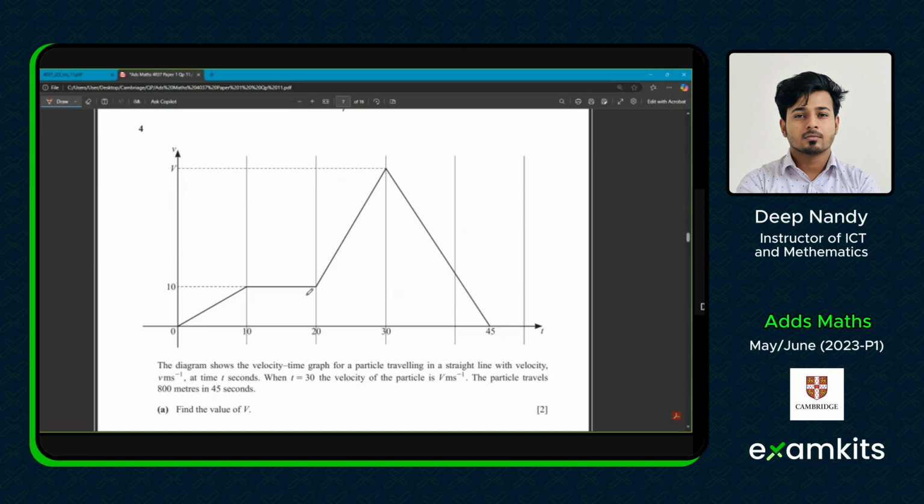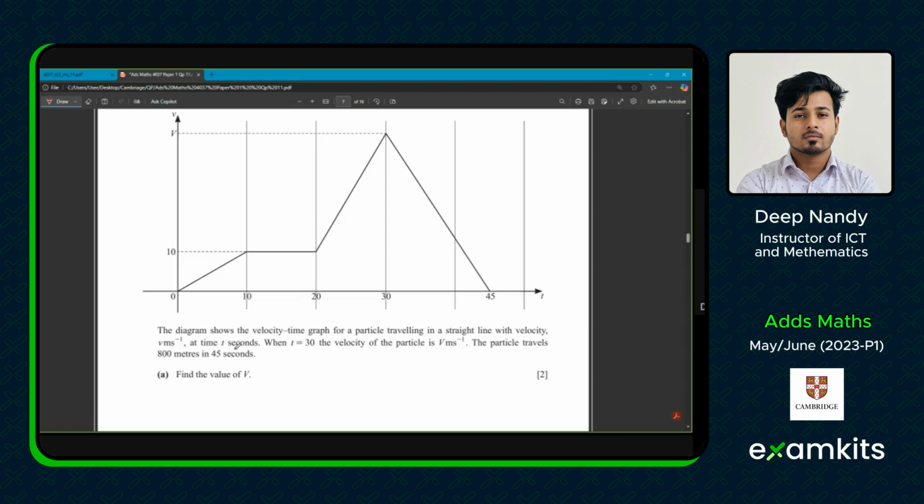Moving towards question number 4. Now, we have been shown a velocity time graph. The diagram here shows the velocity time graph for a particle traveling in a straight line with velocity v meters per second and time t seconds. When t equals 30, the velocity of the particle is v meters per second.